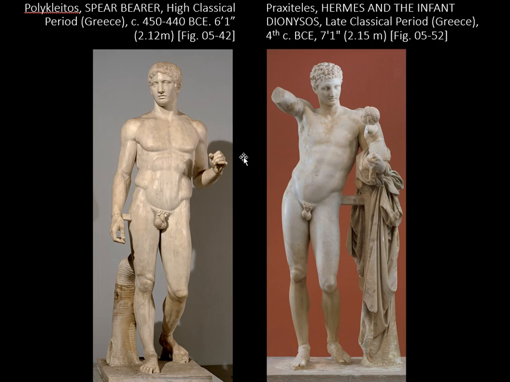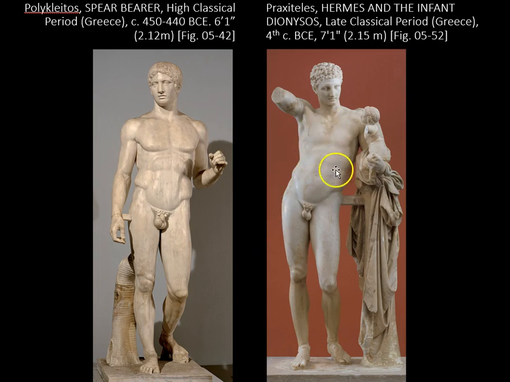And one of the biggest changes is in the posture of the body. So remember, this is the ideal contrapposto, where we have a balance of tensed and untensed limb. So tensed leg, tensed arm, untensed leg, untensed arm.